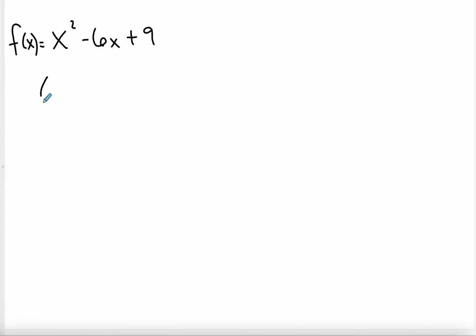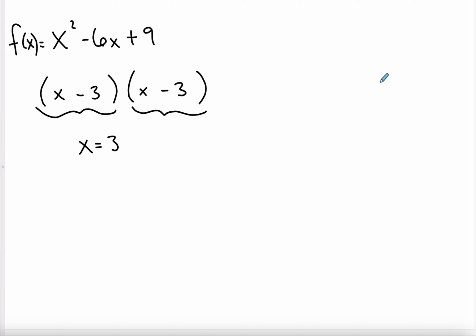So first we're going to factor. We have x and x. Negative 3 times negative 3 equals positive 9. Negative 3 plus negative 3 equals negative 6. And so here we have a double root, right? This function equals 0 when x equals positive 3, and that is true in both of these cases. And so we have a double root.